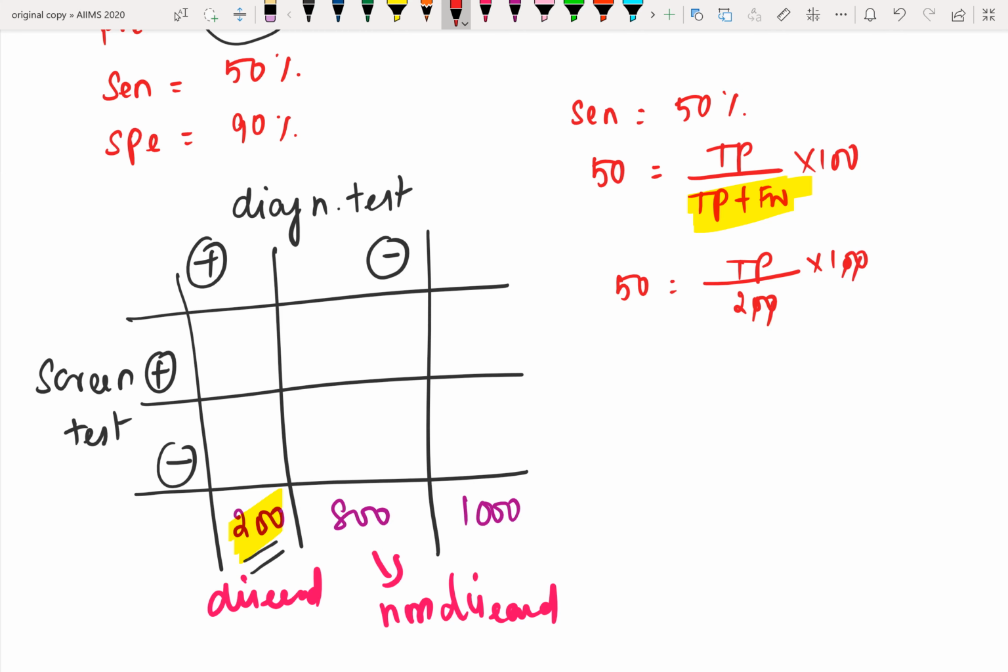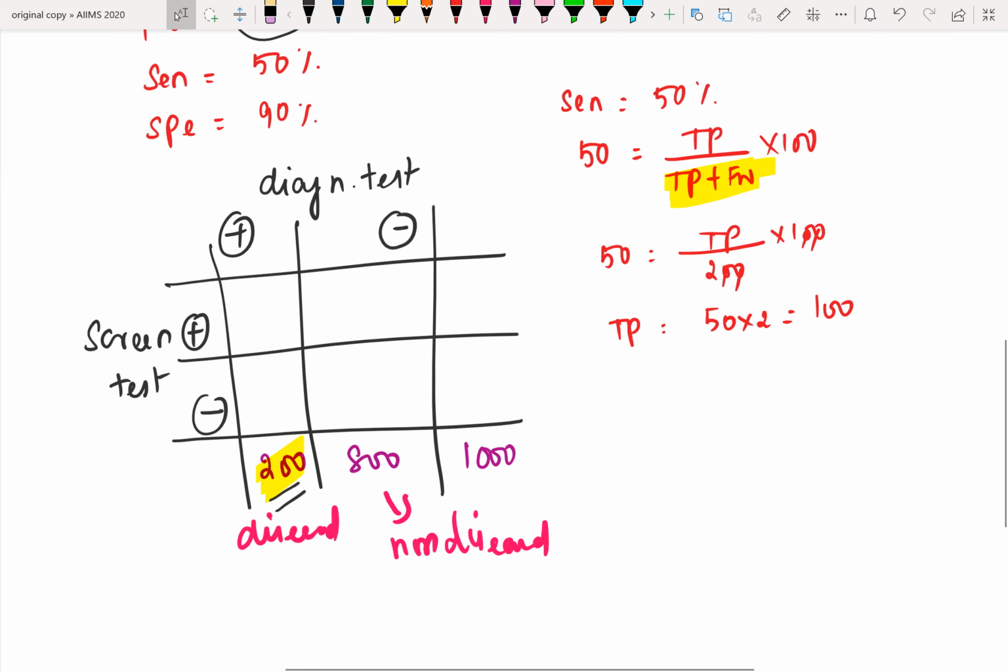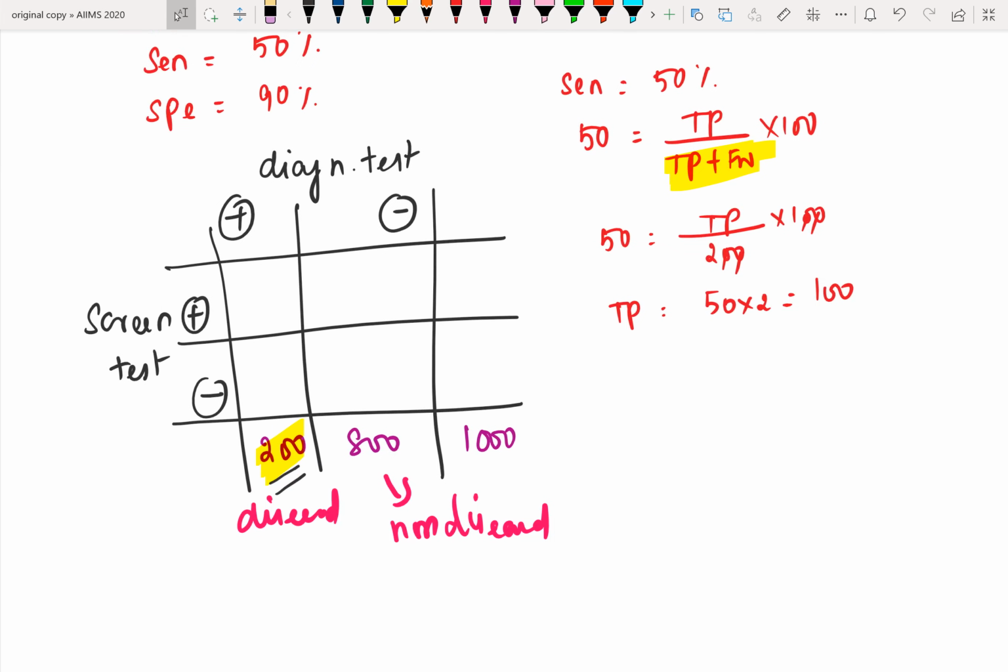So how much will it go? True positives will be 50 into 2, that is 100. True positives will be 100. So you can put it here. Remaining is how much? Out of 200, if 100 goes, yes, remaining is 100. Okay, fine.